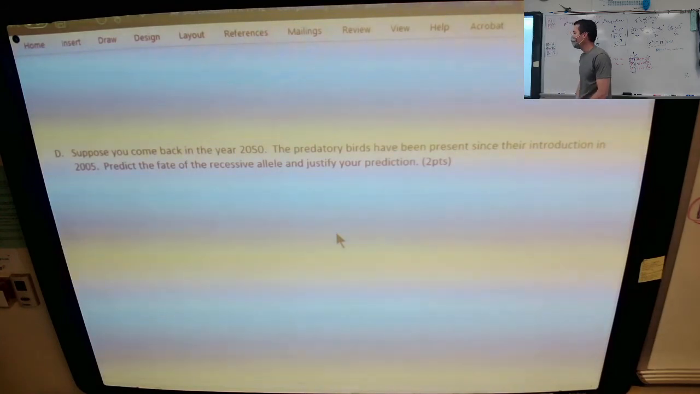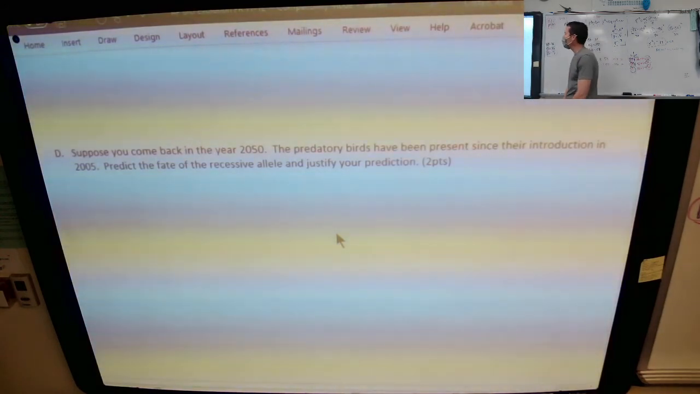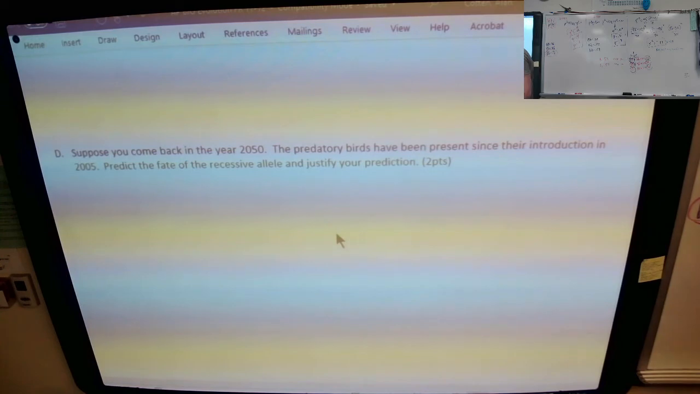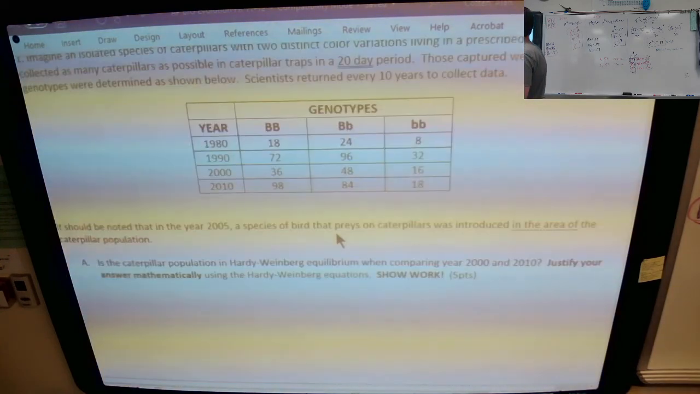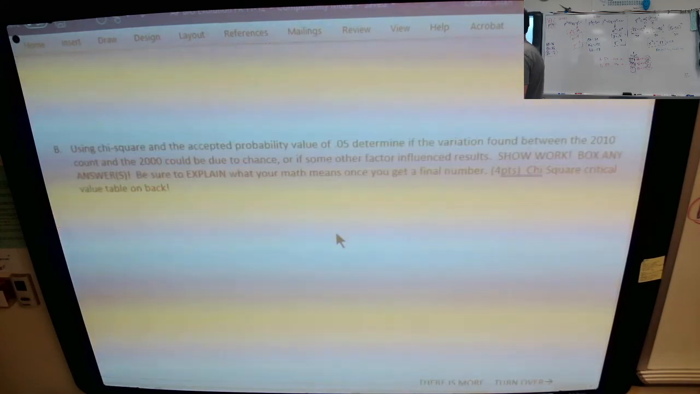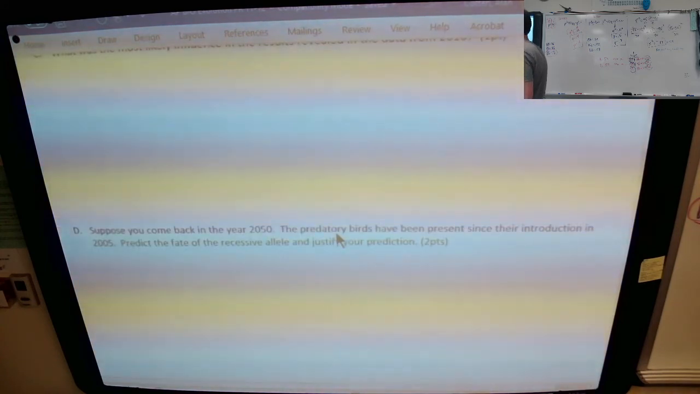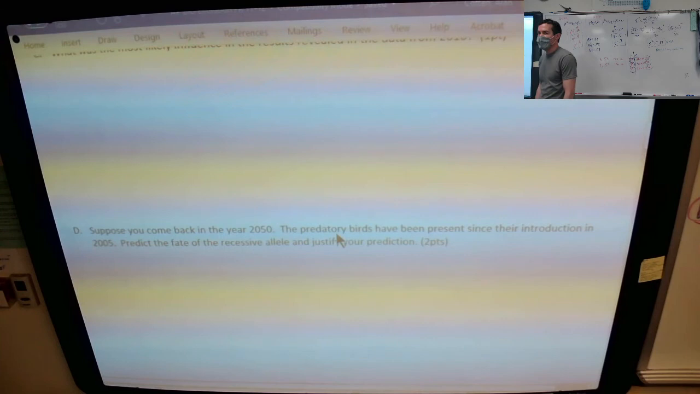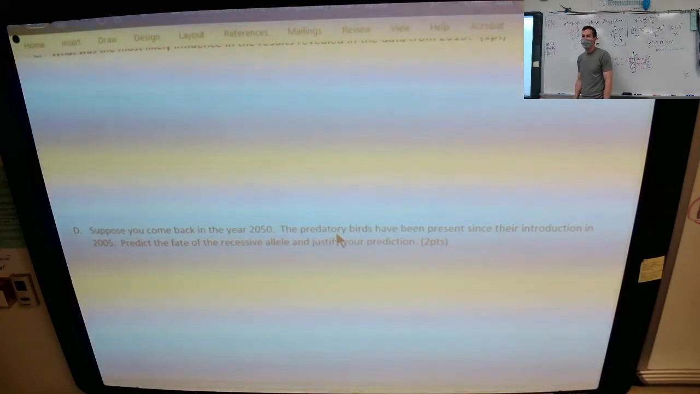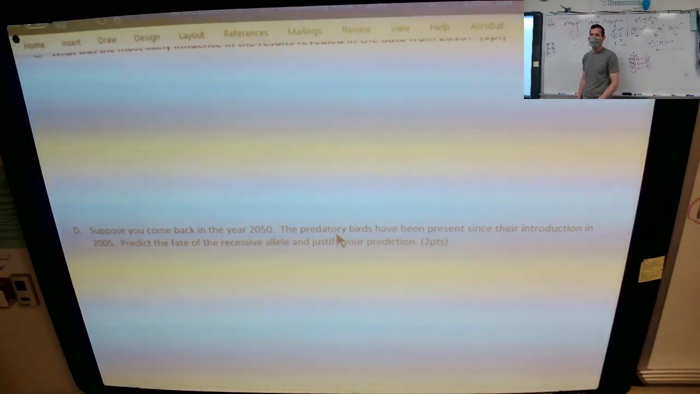All right, and then part D. Suppose you come back in the year 2050. You've now been studying these caterpillars for 70 years. And you probably didn't start something like this until you were at least in your 20s. So you're like 90 something, and you're still doing this freaking caterpillar experiment.